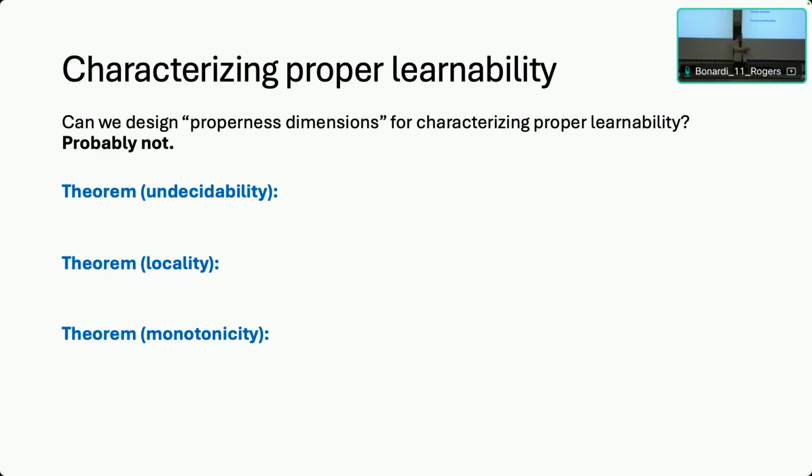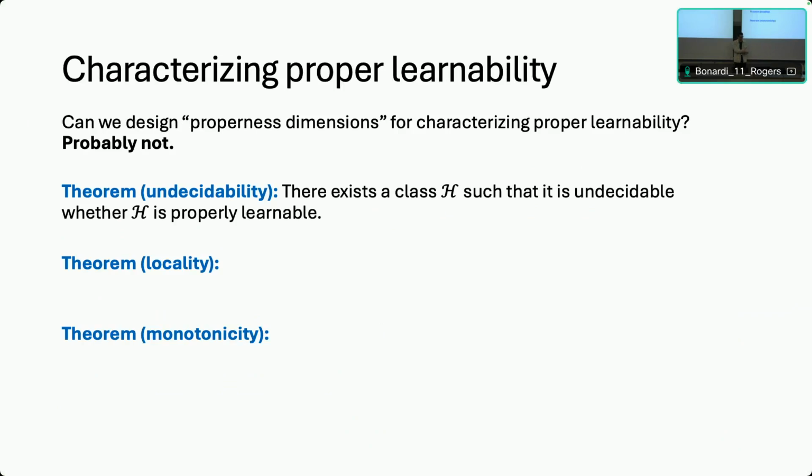In particular, I'm going to show three results that show that proper learnability is a very convoluted and nasty condition. And you can't detect it using a dimension, formally a property of finite character. I'm not going to get too deep into that right now. So the first result is that proper learnability can be undecidable. There exists a class H such that it's undecidable whether H is properly learnable. It can be neither proven nor disproven within the ZFC axioms whether H is properly learnable.